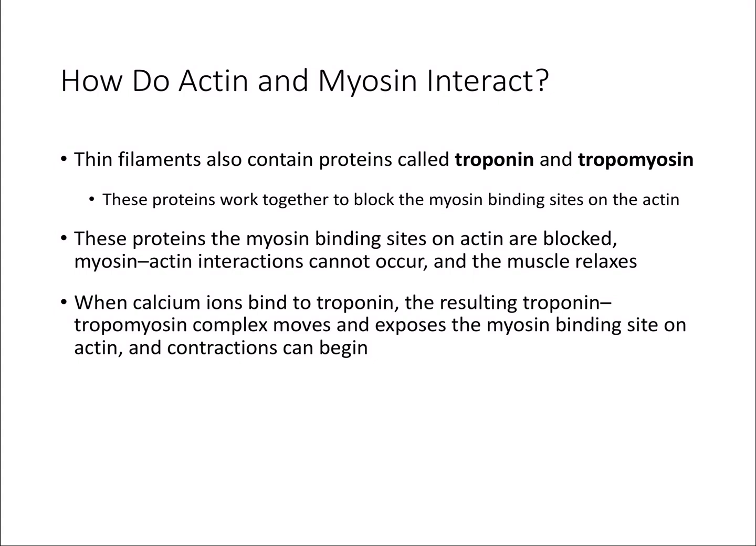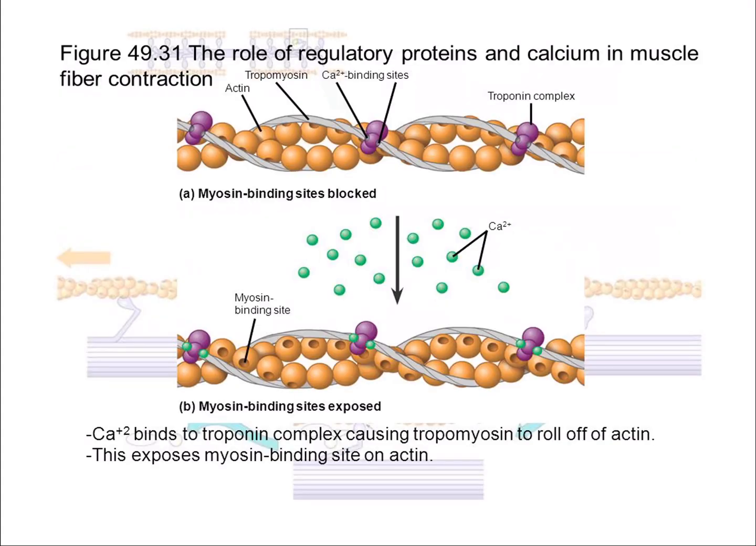Again, this is something the animation will show pretty easily, but troponin is on the actin molecules, and it's covered up by tropomyosin when the muscle is relaxed. When the tropomyosin moves off, the troponin binding sites become visible to the myosin to bind to it, and the muscle can contract. These are called regulatory proteins because they're regulating this whole system.